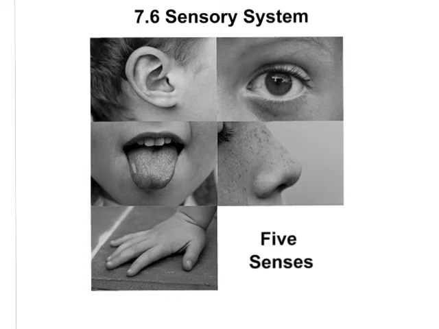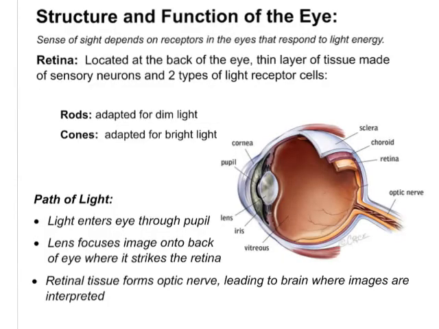Hello, and in section 7.6, we are going to look at the human sensory system. Everyone should be pretty familiar with the five senses. We're going to take a more in-depth look at how the mechanisms for each of those senses works in the human body. So let's start with the structure and function of the eye.